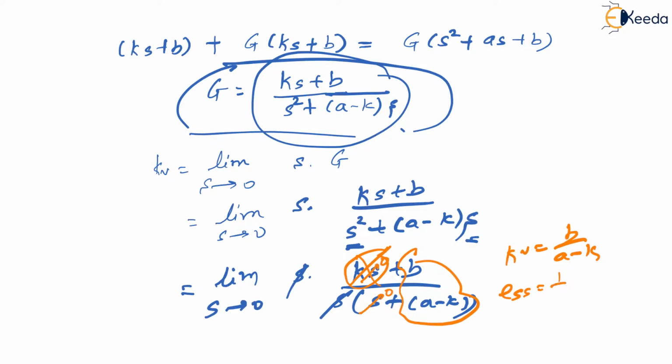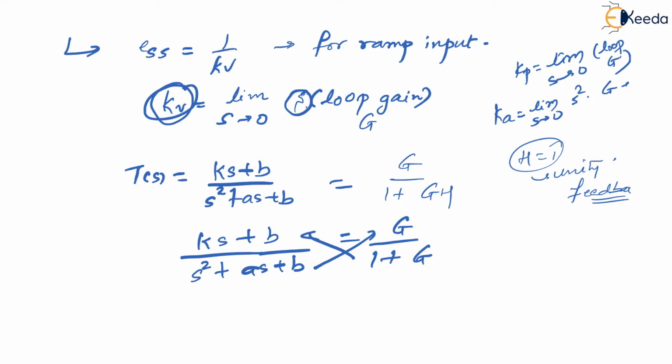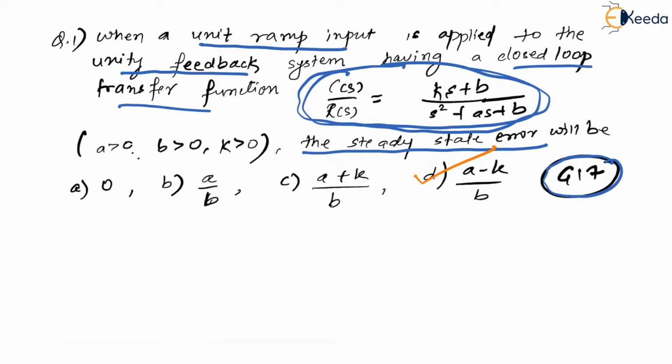But what is ESS? ESS is nothing but 1 by KV, which means the inverse of this, which becomes A minus K upon B. So this is the answer, A minus K upon B. If you check out, it has to be option D. So your option D is the right answer.